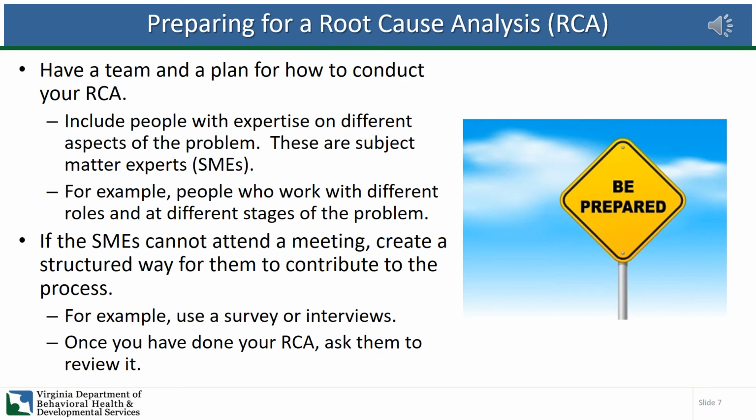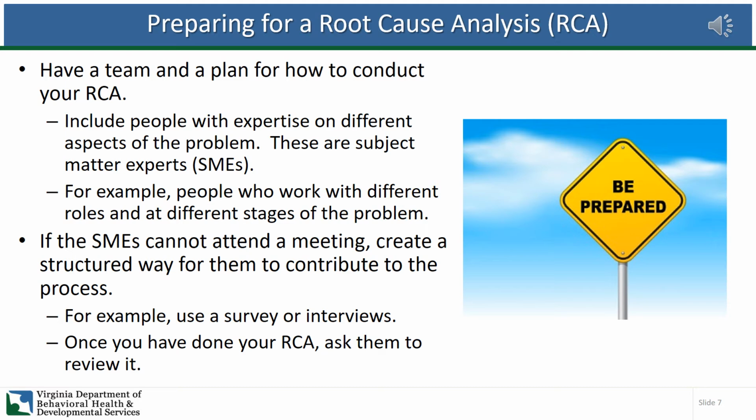Now we're going to talk about preparing for a root cause analysis. Now that you have an understanding of the current problem, you need to convene a team and plan for how to conduct your root cause analysis. You will need to include people with expertise on different aspects of the problem. These are your subject matter experts.